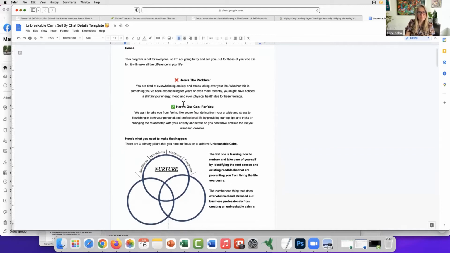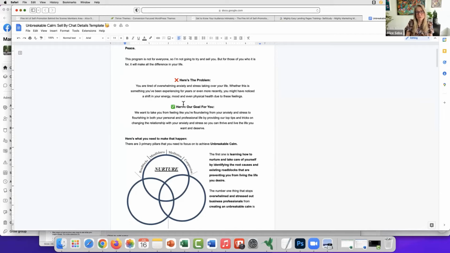And then she talks about the problem. Here's the problem. You're tired of overwhelming anxiety and stress taking over your life. Whether this is something you've been experiencing for years or even more recently, you might have noticed a shift in your energy, mood, and even physical health due to these feelings. So I think that stress and anxiety is kind of vague. Like we know what it means, but we often think that we need to solve the problem that is causing the stress and anxiety, but maybe it's the way we cope with things that we're not able to deal with.